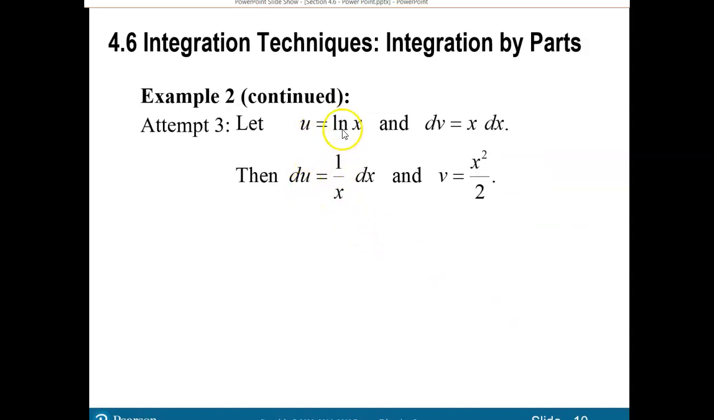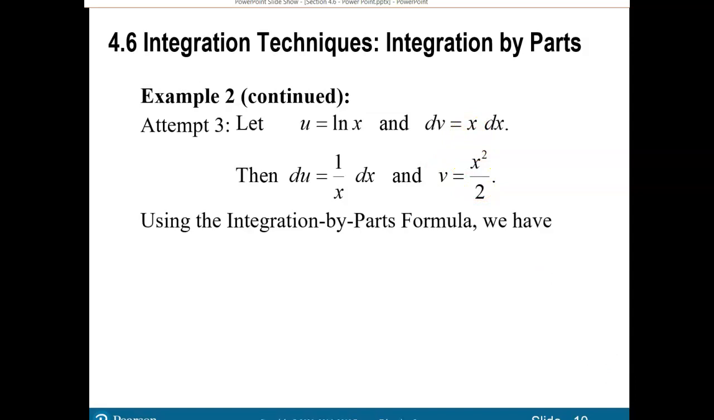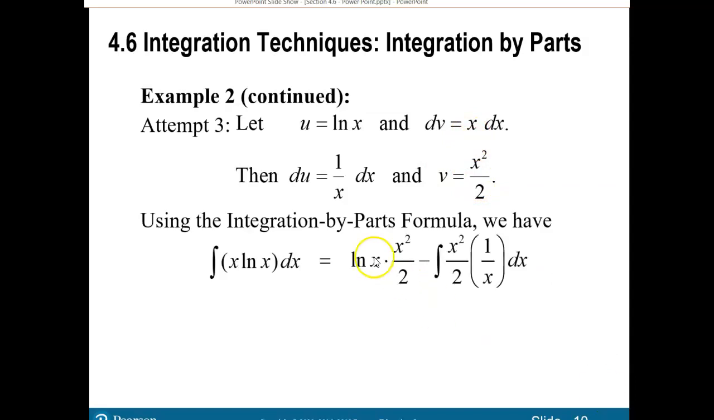Okay, so the derivative of u is 1 over x dx. The antiderivative here would be v, and this would be x squared over 2. Okay, then plug into the formula: u, which is ln x, times v, x squared over 2, u times v, minus the integral of v again, and then times the du part, which was the 1 over x dx.